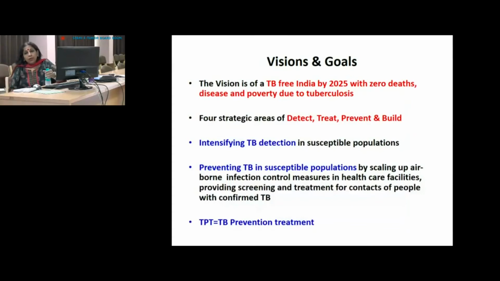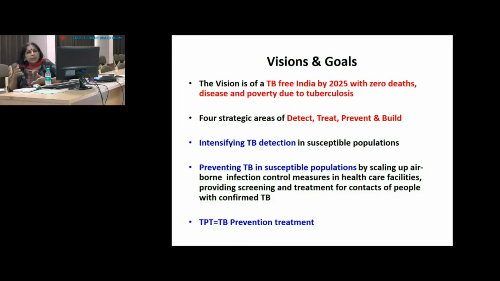So what are the visions and goals of TB treatment in India? The vision and goal, like I said, is of a TB-free India, TB Mukta Bharat by 2025, with zero deaths, disease or poverty because of TB. There are 4 strategic areas: detect, as in I talked about diagnosis. First, high index of suspicion, and second, diagnosis. Then treat, so that the treatment is given free of cost to the patients. Prevent, and build upon what we have.